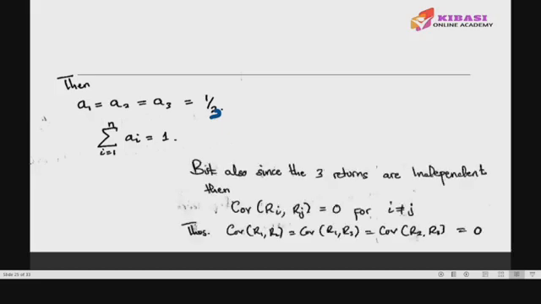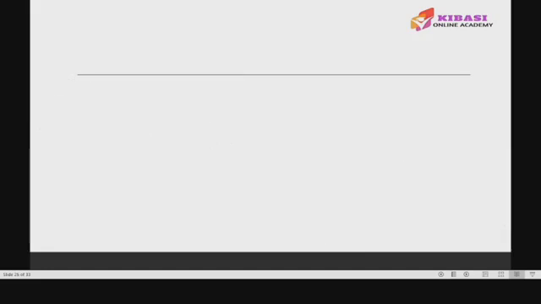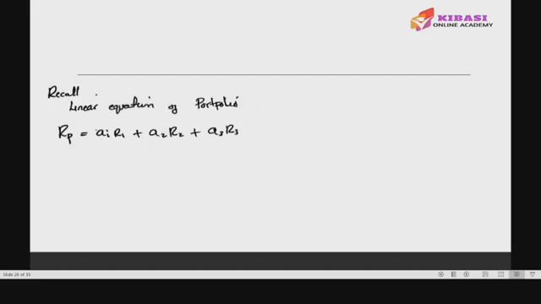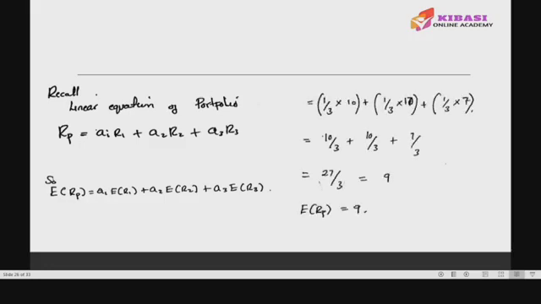But also since the 3 returns are independent, kwa sababu hizi return ni independent, then covariance zake itakuwa ni sawa na 0. Recall linear equation ya portfolio ambayo nitatengeneza ni, expected return ya portfolio itakuwa ni A1 expected return ya R1 plus A2 expected return ya R2 plus A3 expected return ya R3. Then here we got this.